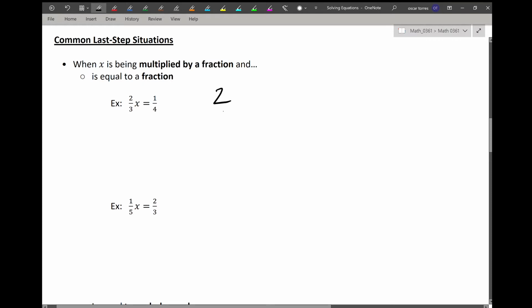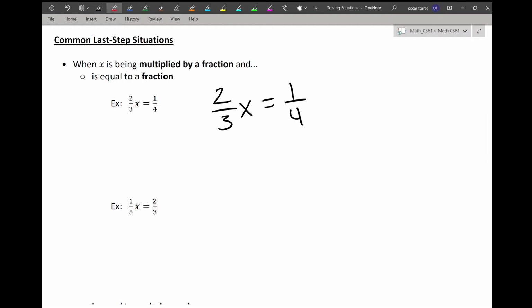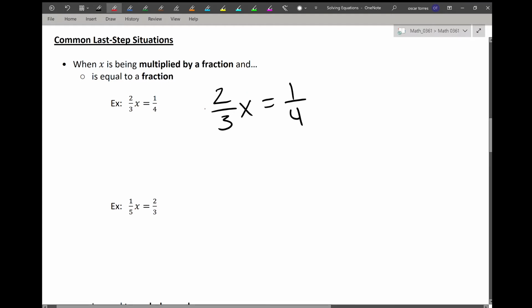So if I just rewrite this equation, we have this as my problem. To get the x by itself, what you need to do is multiply the left and the right hand side by the reciprocal, which is this fraction, flipped around. So we're multiplying the left and the right hand side by 3 over 2 instead of 2 over 3. The reason we do that is because on the left hand side, these fractions will actually cancel out.